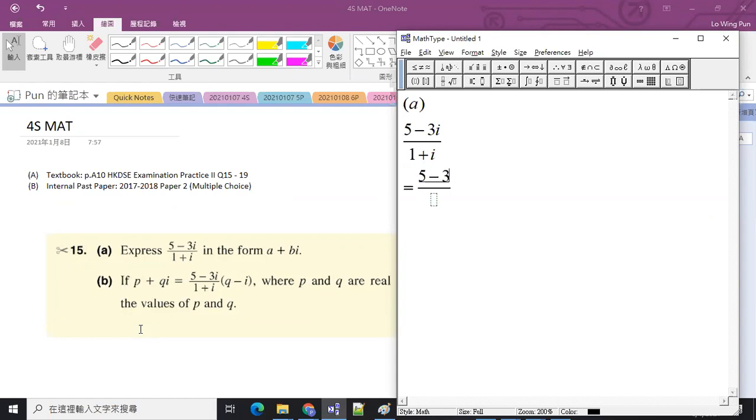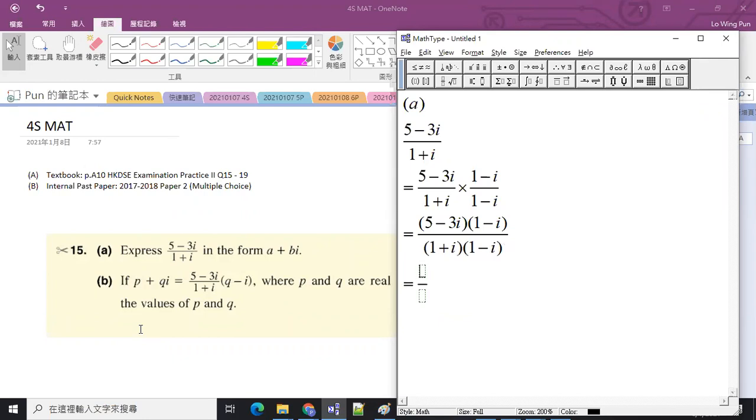And you just need to multiply the other half, the counterpart. For the denominator, we have it in the form of a plus bi. It's 1 plus 1i, right? Then we need to multiply the counterpart, a minus bi. In this case, it is 1 minus 1i. But you should also multiply the same thing to the top. Then multiply the top parts together and the bottom parts together.